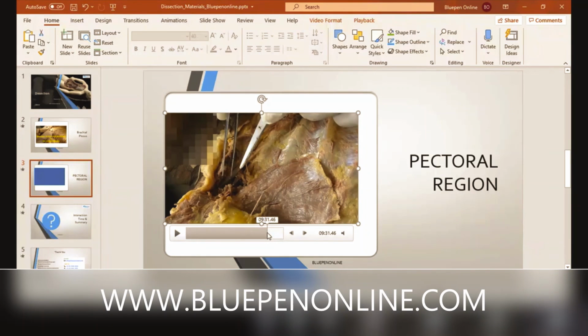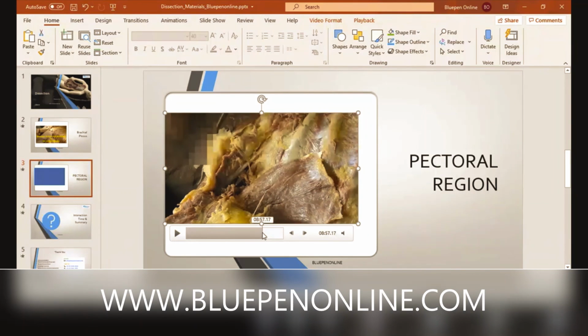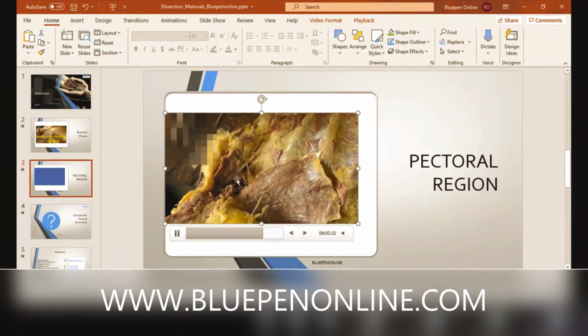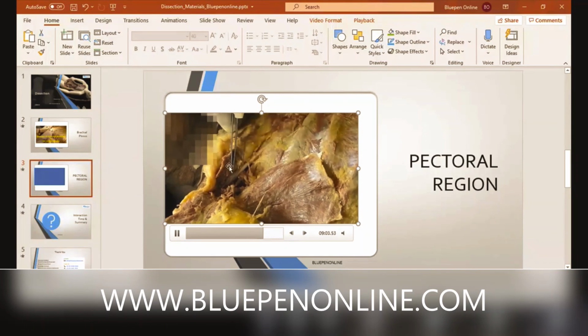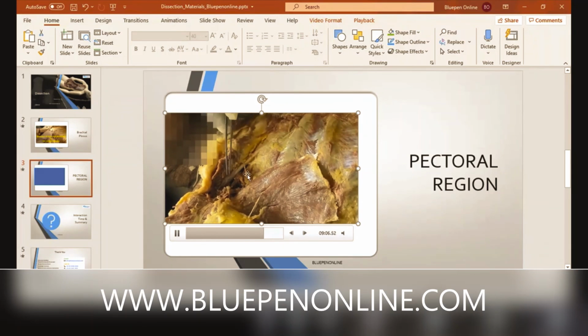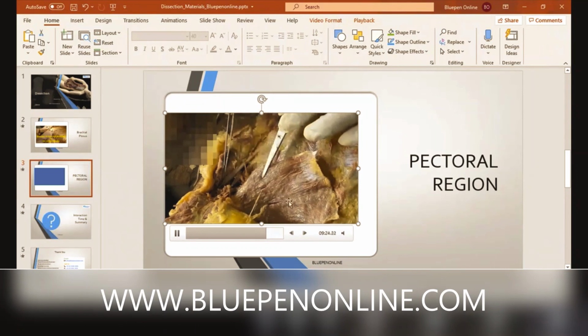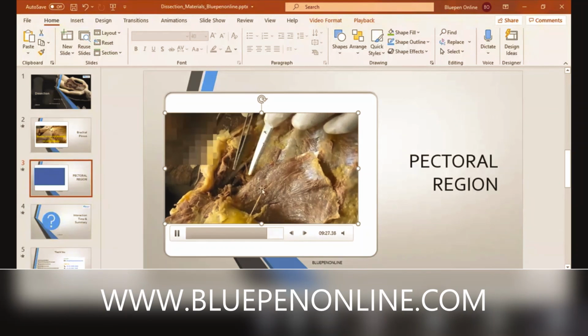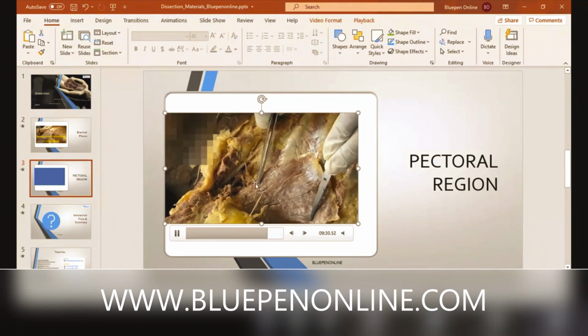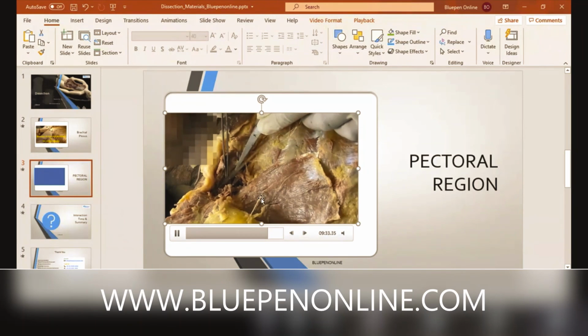I'll go back and show you. Yeah, this is the subclavius muscle. Here the clavipectoral fascia is above the clavicle. Below the clavicle, it splits into two between the pectoralis minor and the subclavius muscle. The structures piercing are the medial pectoral nerve and lateral pectoral nerve, the coracoacromial artery, and the cephalic vein. I'll show you. See, this is the subclavius, this is the pectoralis minor, and in between is the clavipectoral fascia. This is the medial pectoral nerve.